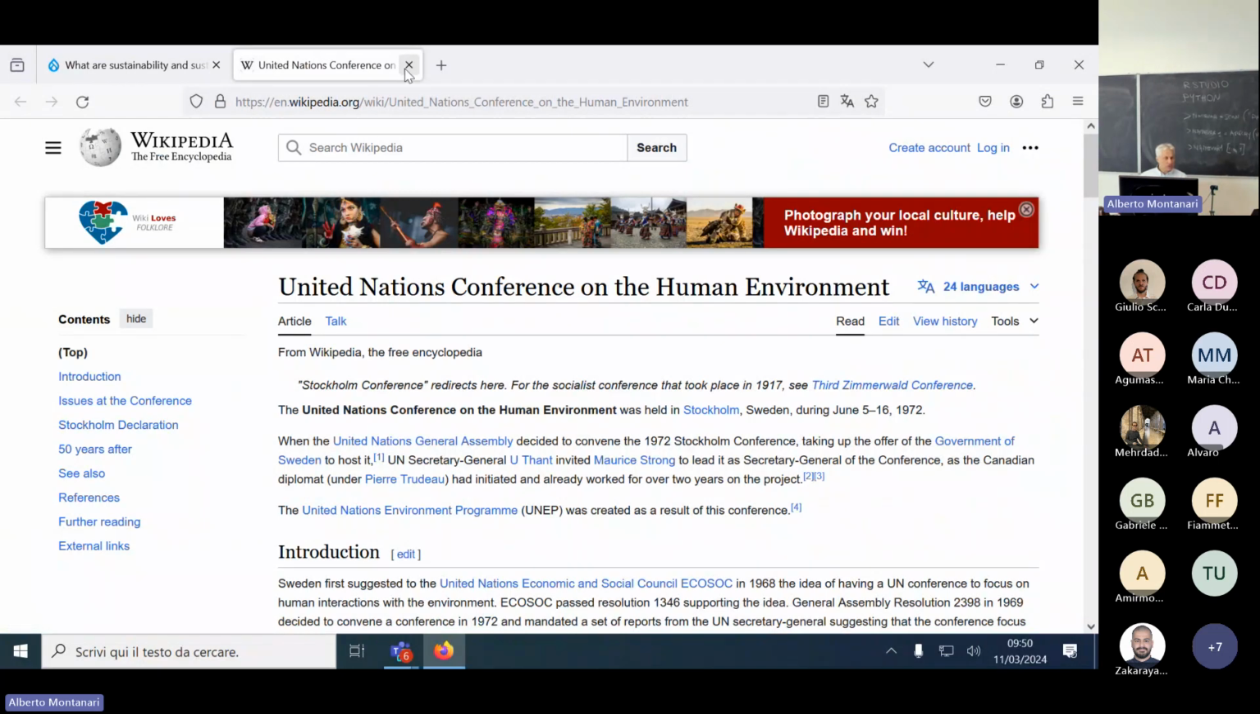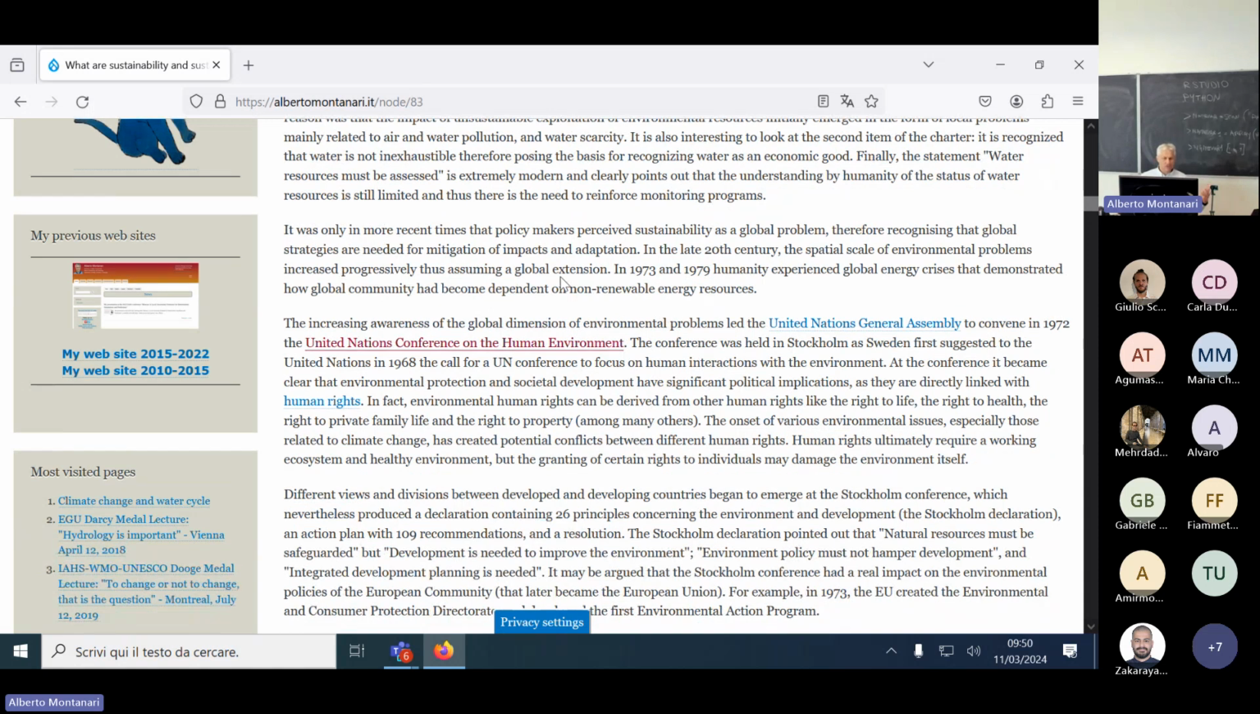It's not important that you learn the details. The concept is that concerns about the environment and sustainability began with the first international conference 50 years ago. So it's a recent invention, or let's say a recent awareness, okay? And then since then, there were several conferences.